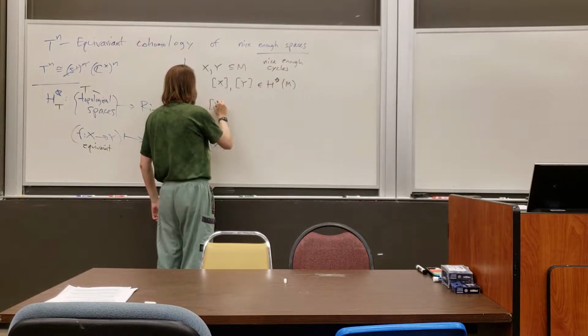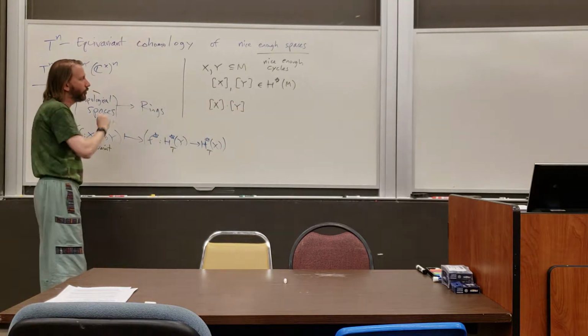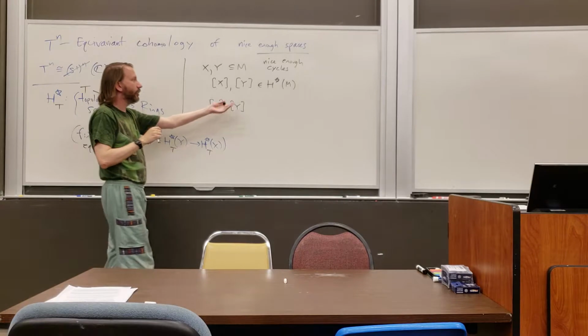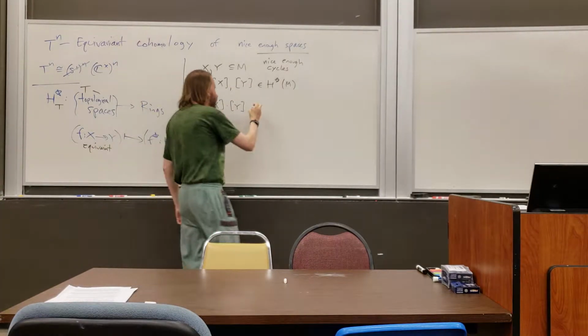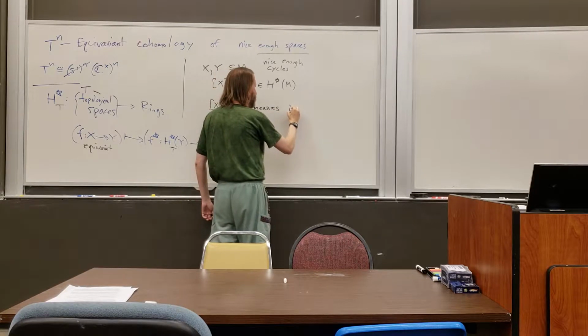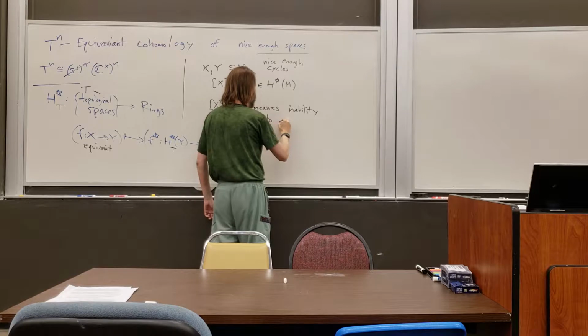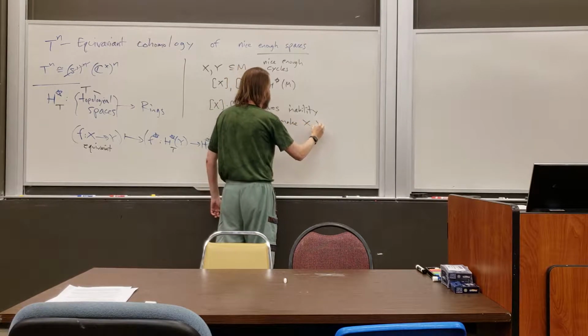But what's the ring structure about? Why do I multiply things? This is again some element in the cohomology, and this measures somehow the inability to make X and Y disjoint.